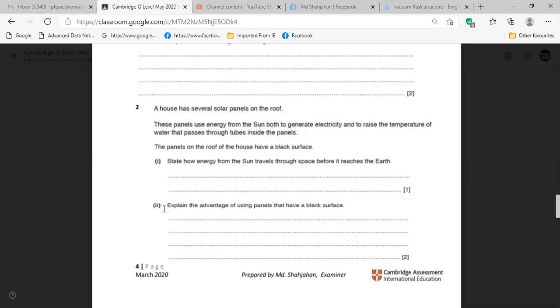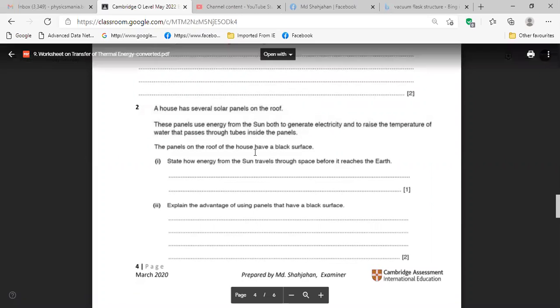Then what will be the benefit if it is a good absorber? What is the purpose of this solar panel? To generate electricity, right? Yes, sir. If it can absorb more heat energy, then it can generate more electricity, right? So you write this: black is a very good absorber of heat, and thus we can generate more electricity. Okay, so it's done, right? This part is done also.